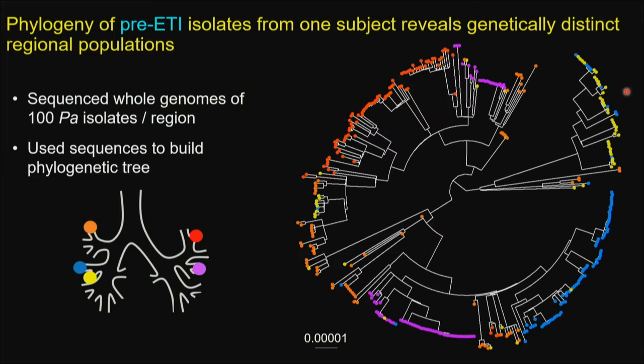And so the populations in the yellow region are more similar to each other than they are to the isolates in the red region, for instance. And for the sake of time, I'm only showing data from this one subject, but we've gone ahead and repeated it for the remaining five subjects and found similar patterns.